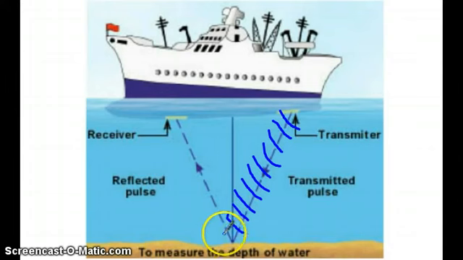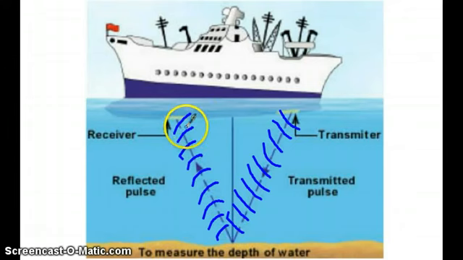So we can actually time how long it takes to go down to the bottom, bounce off an object, and head back up to the receiver. So once we have the time, we divide it by two, since there's a signal going down and a signal going up, and we'll find out what the depth to the bottom of the sea is.